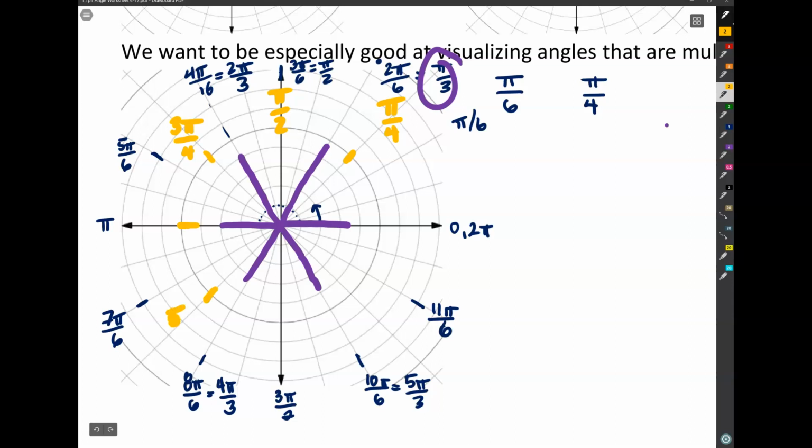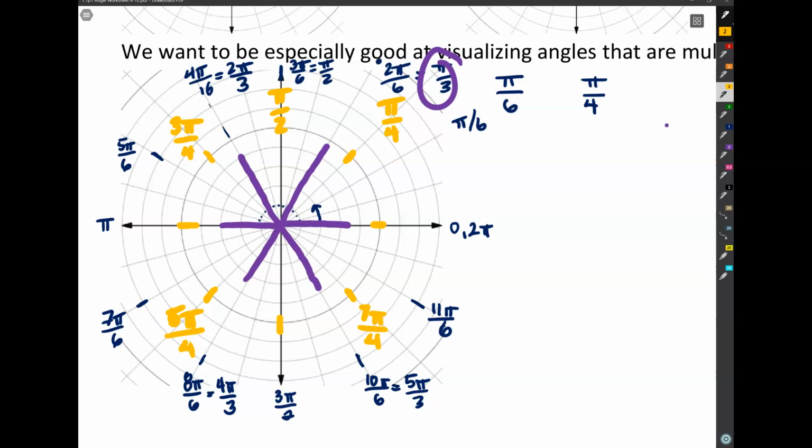5 pi over 4 is out here. 6 pi over 4 is your 3 pi over 2 mark. 7 pi over 4 is in the middle of quadrant 3. And then 8 pi over 4 is back to your 2 pi mark. So we want to get really good at being able to count off any of those.